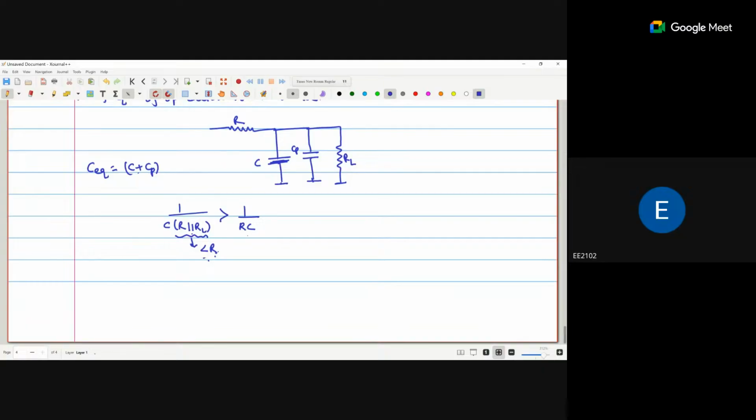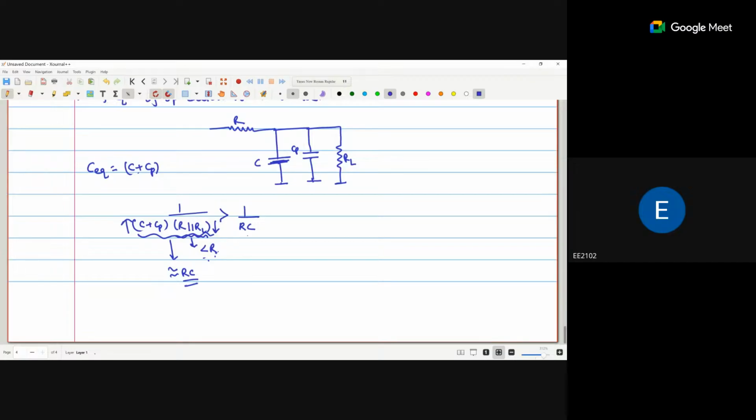Now what should I do? I just increase the value of capacitor, C plus CP, in a way that the multiplication of this one is almost equal to R. How much R is reduced will be compensated by increasing the value of C. So the multiplication of these two will be a constant. Okay.